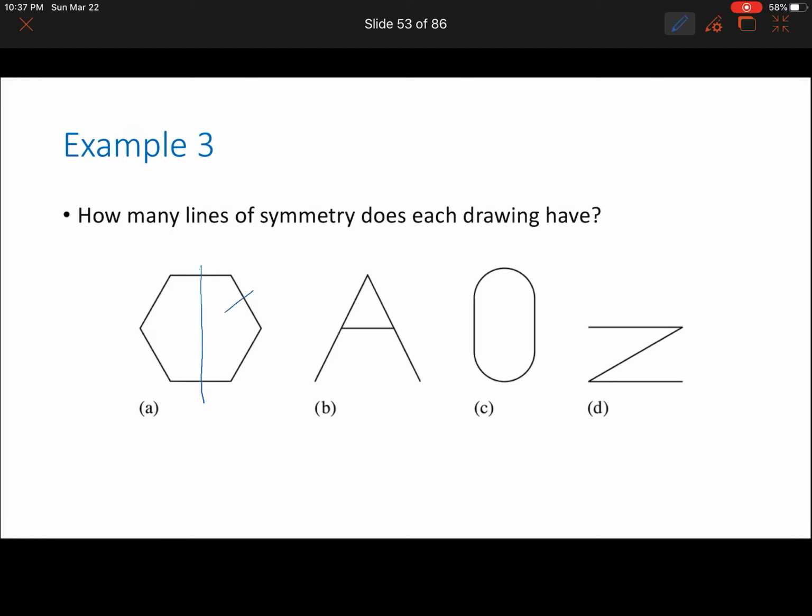And then I could do the same thing going in this direction, and in this direction. But I also could do the same thing from each of those vertices. So if I took this there, and from there to here, and then across it horizontally, you would see that each of those are lines of symmetry. So the question here is, how many lines of symmetry does this have?